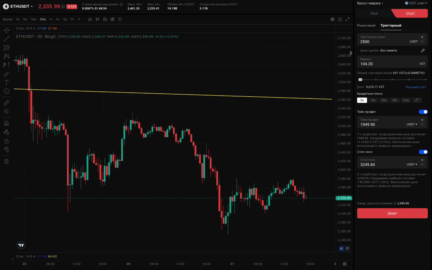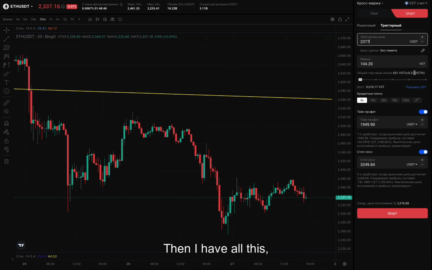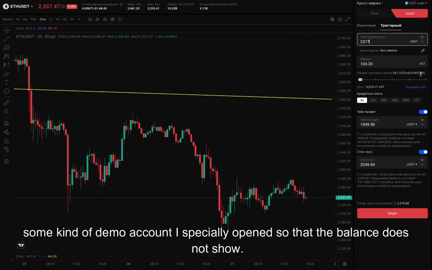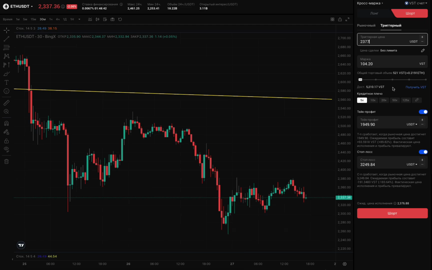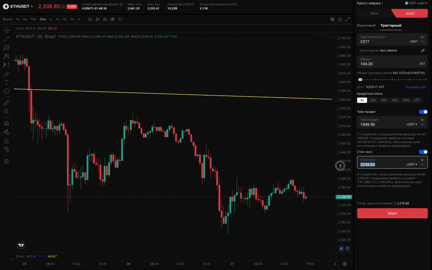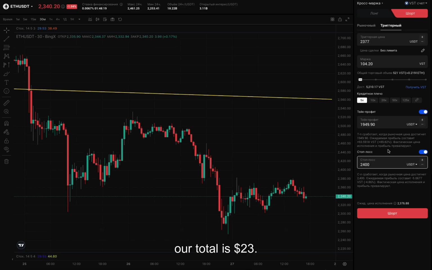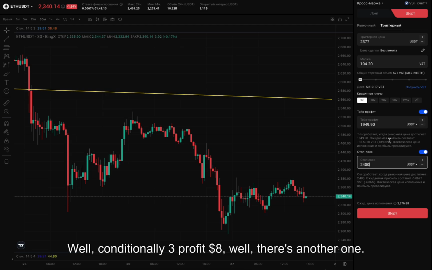Short 23.77. I have a demo account that I specially opened so that the balance does not show. We are opening a new position. Let's consider a stop loss of 2400. Where do 400 come from? Take profit: considering 3 times, 2400 and adding 300, our total is 23. Well, conditionally 3 profit 8.